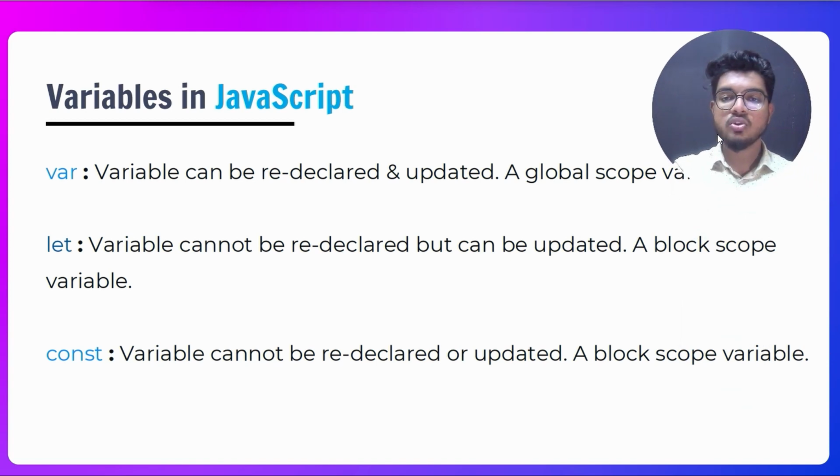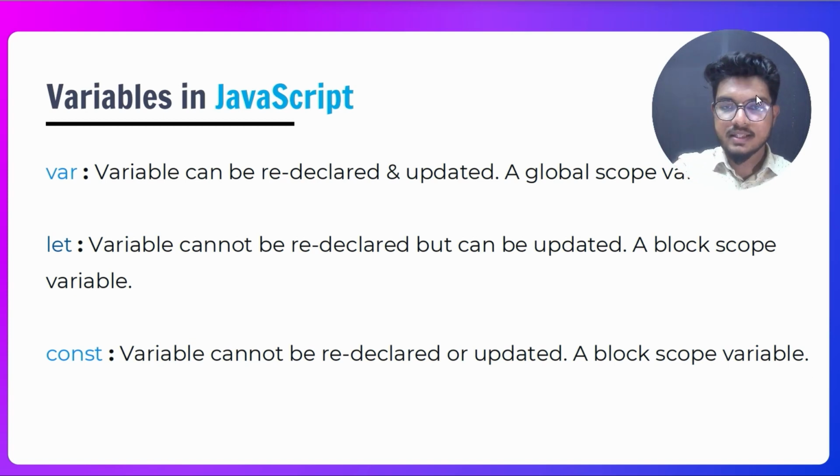Okay, now let's jump on to const. What this const actually is: a variable that cannot be redeclared nor updated. Once you write const a equal to 10, you cannot redeclare the variable or update the variable as well. And also it has only block scope. If you write it in the embedded curly braces, it can only be accessed in those curly braces only.